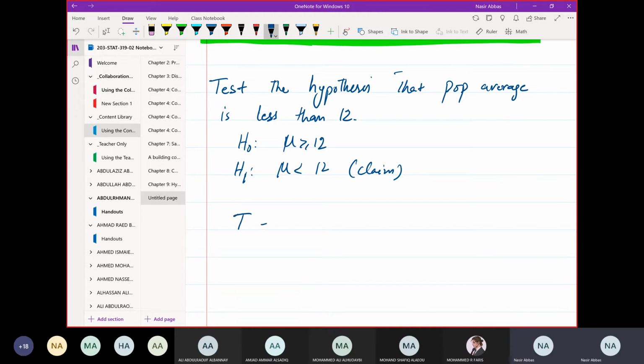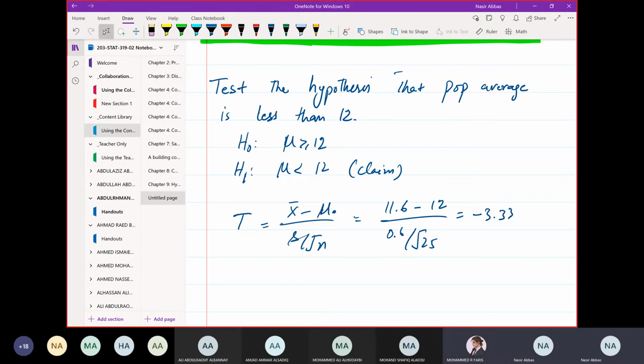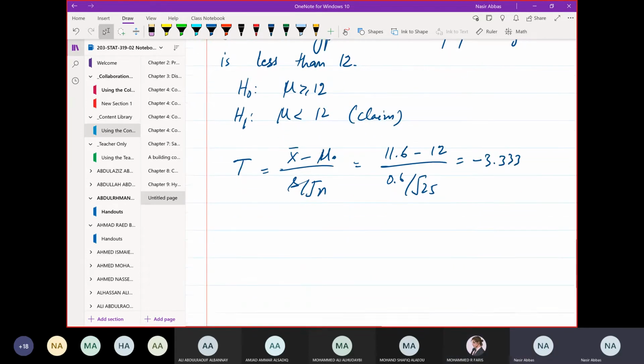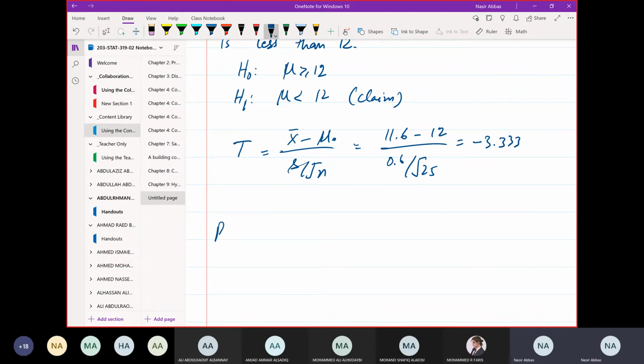Then your T0 will be x bar minus mu naught over S over root of n: 11.6 minus 12 divided by 0.6 over root of 25. That will be what? Minus 3.333. Minus 3.333.